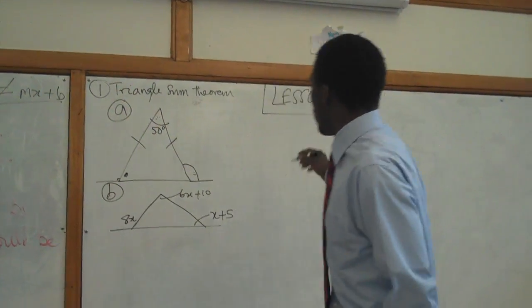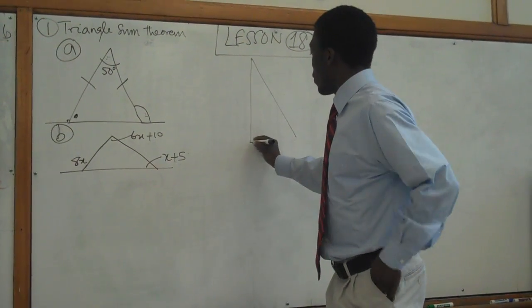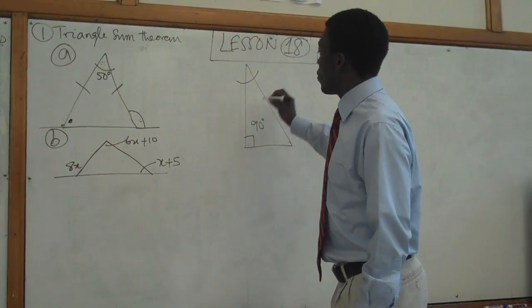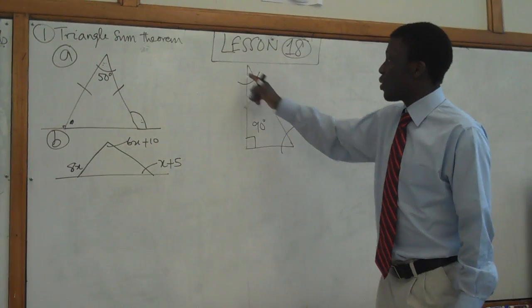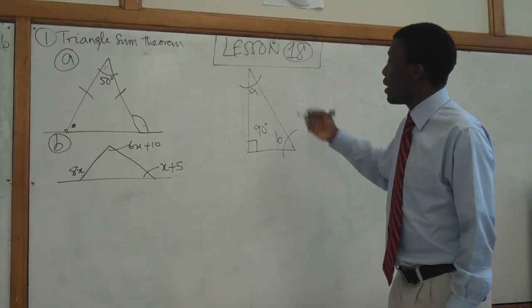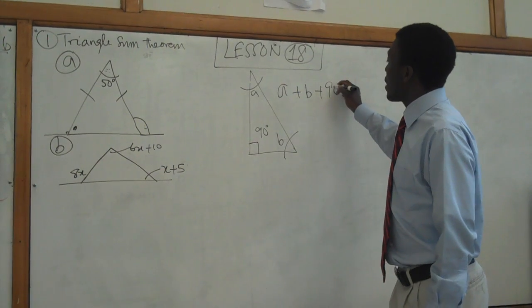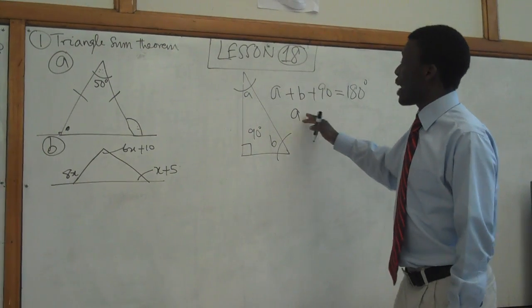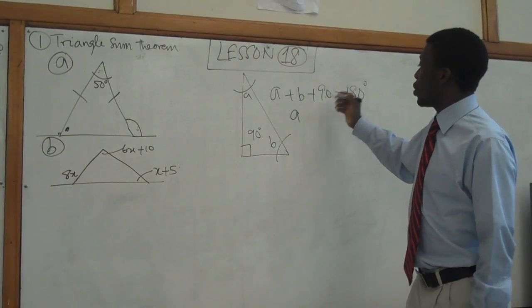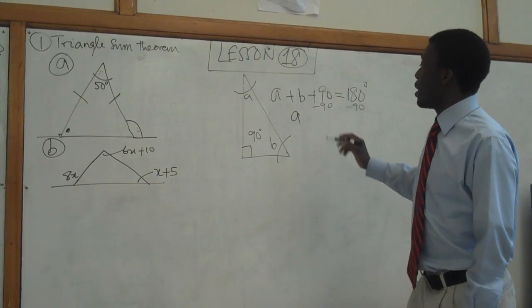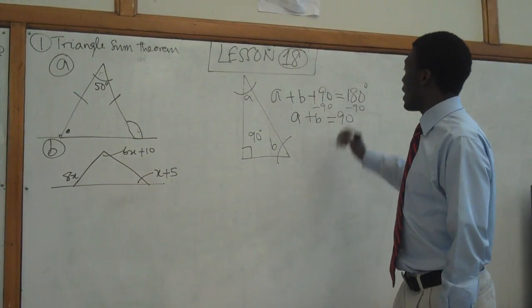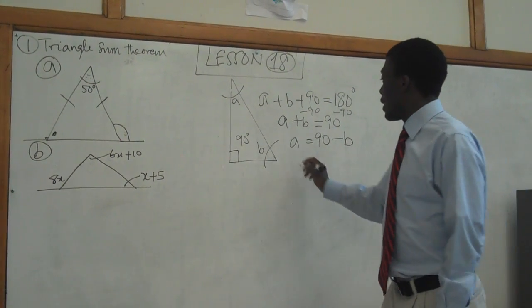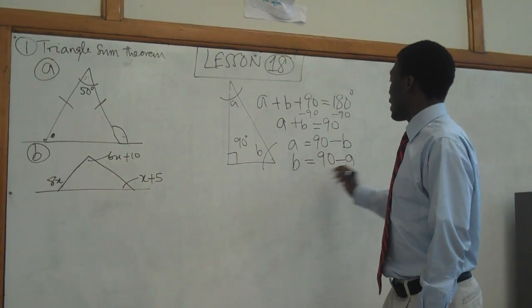Whenever you're given a right angle triangle, for example, the right angle right there is 90 degrees. Let's say I was to tell you to find these two angles. If we call this A and we call that B, A plus B plus 90 has to be equal to 180 degrees. If we're trying to solve for A, the first thing we do is subtract 90 from both sides, and so we get A plus B is equal to 90. So A is equal to 90 minus B, and if we're solving for B, B is equal to 90 minus A.